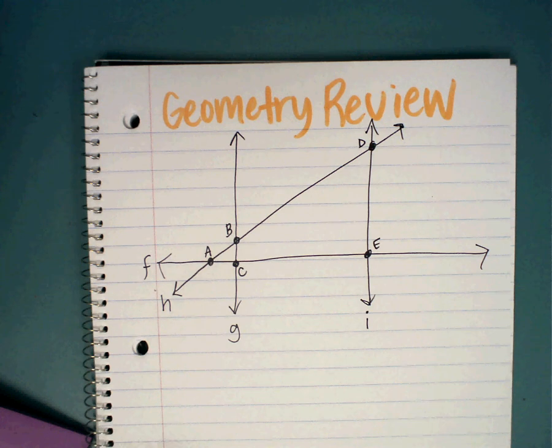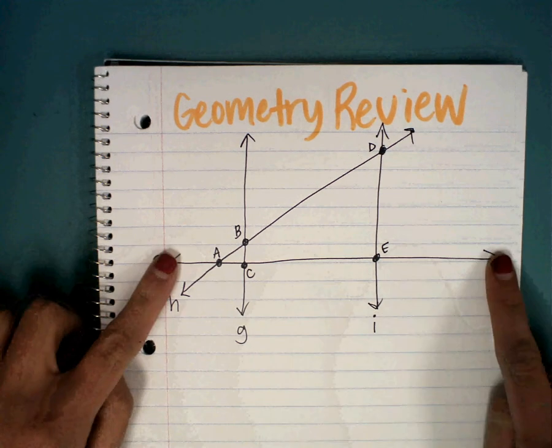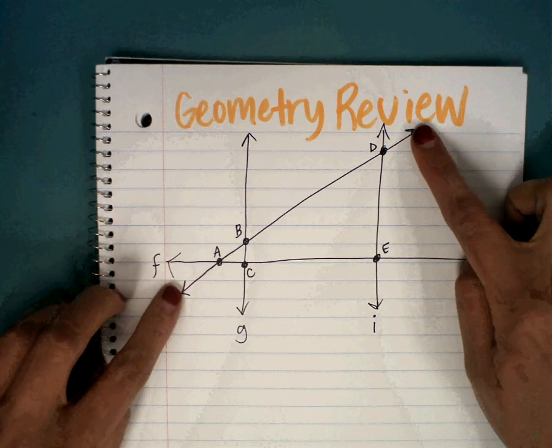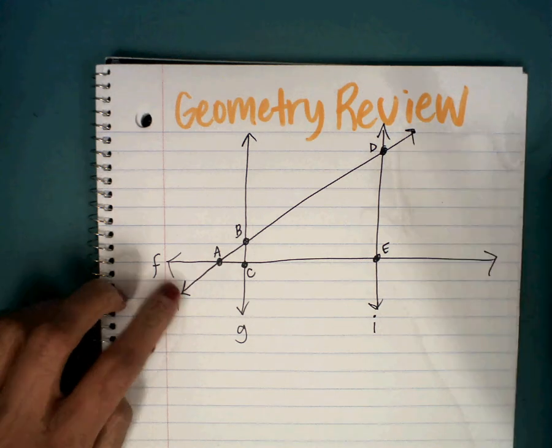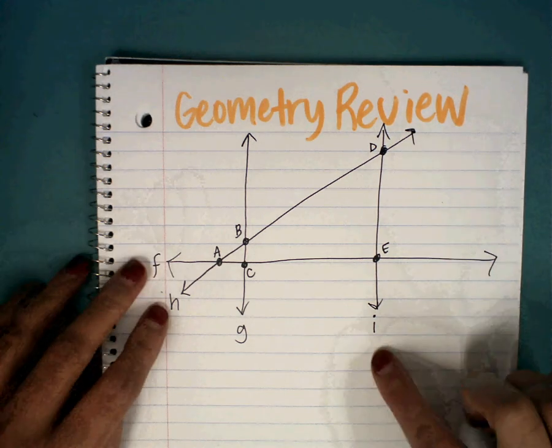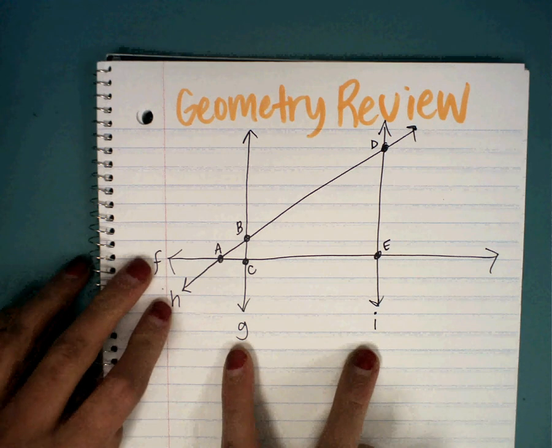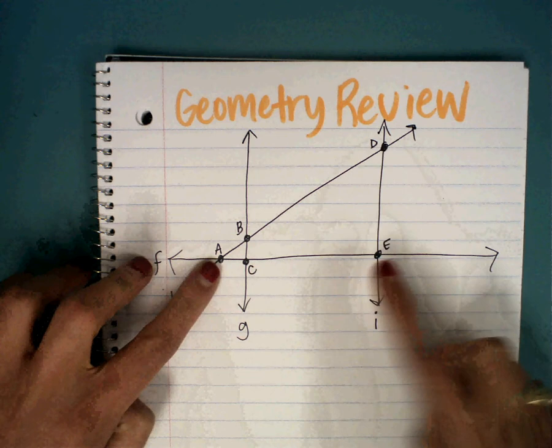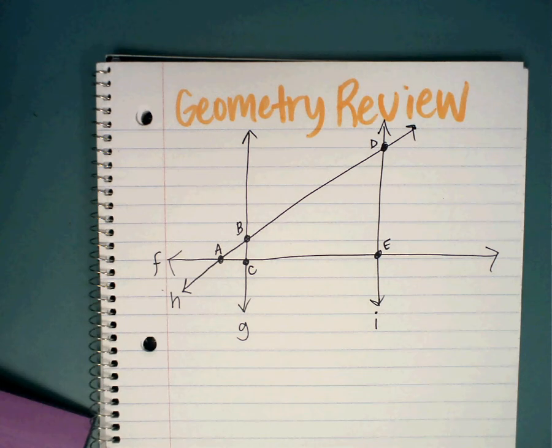As you can see, there's one line that goes all the way this way, one line that goes from here to here, one goes from here to here, one from here to here. So, lines are usually labeled with lowercase letters. These are the names of the lines. And then points are usually labeled with capital letters. Okay? So go ahead and copy that down. Pause the video if you need to.